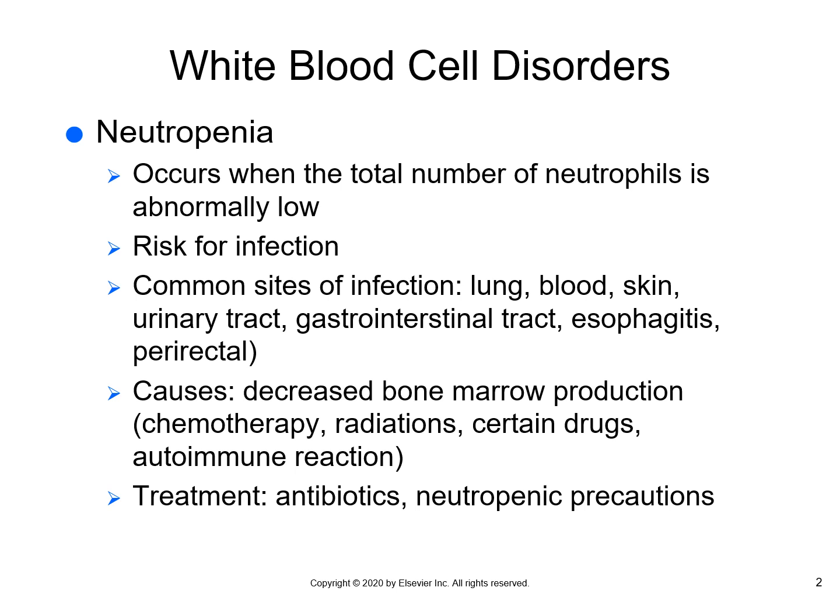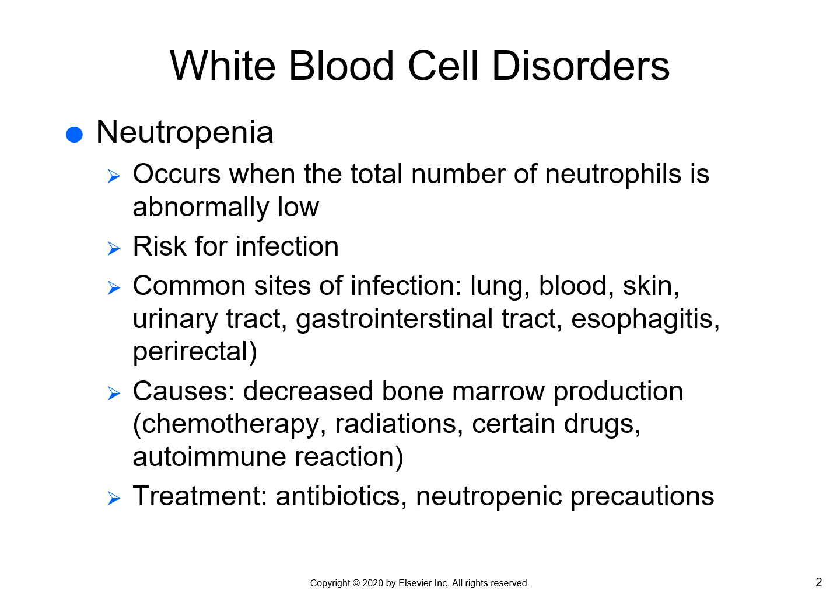Common sites of infection are the lungs, blood, skin, urinary tract, the GI tract, sometimes even the esophagus. The patient will have esophagitis and infection of the perirectal area.